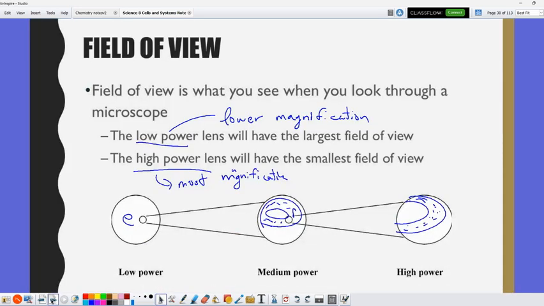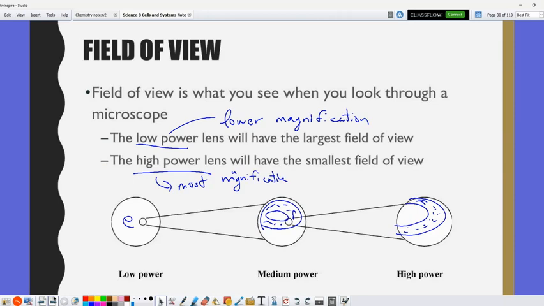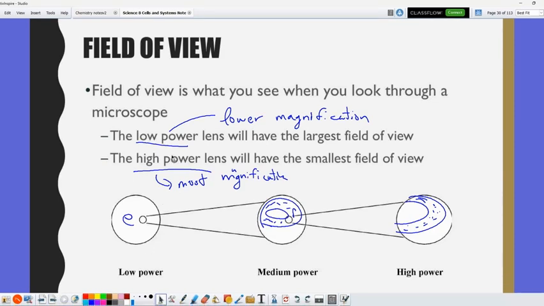And then field of view. Field of view is, when you look through the microscope, how much you can actually see. With a low power lens, you have a larger field of view, but the magnification isn't as high. With a higher powered lens, you have a smaller field of view. That is, you can't see as much of the whole thing, but you can see it in much greater detail because there's more magnification.